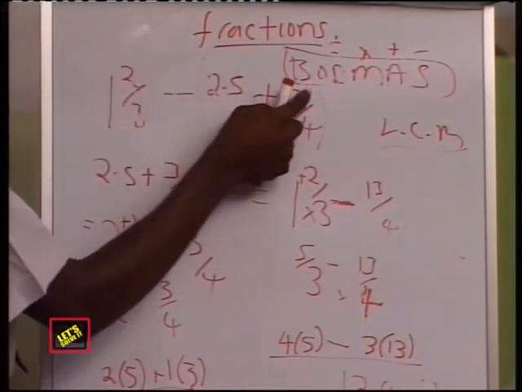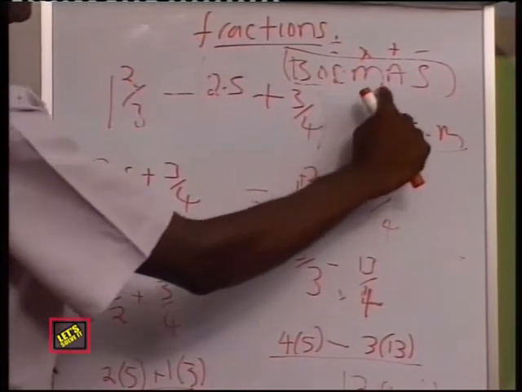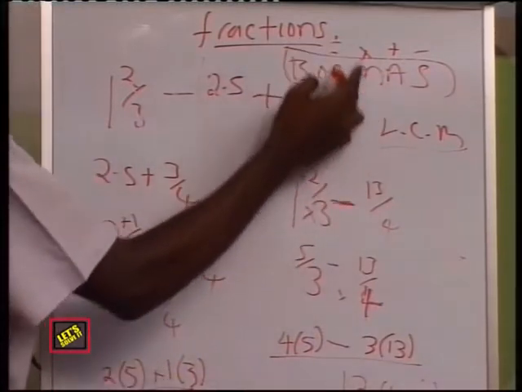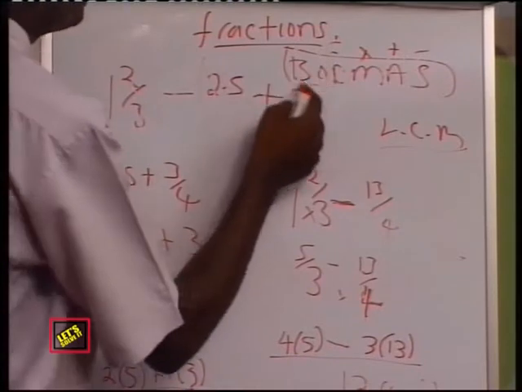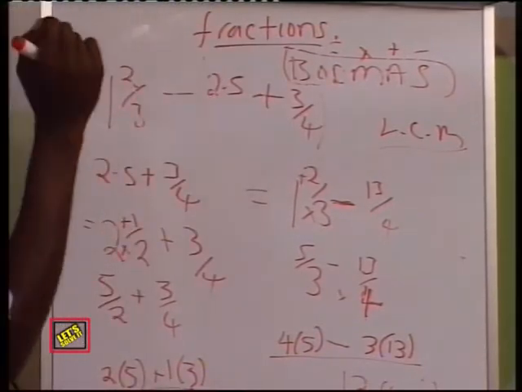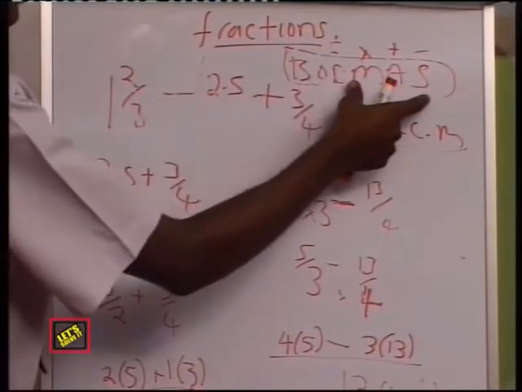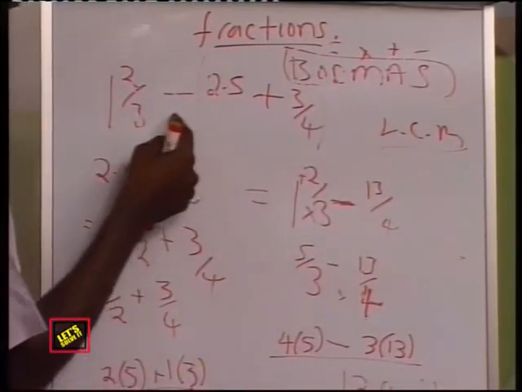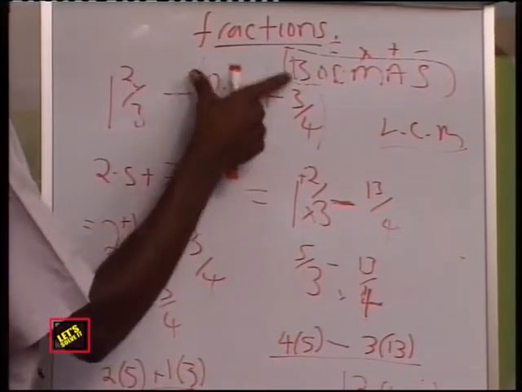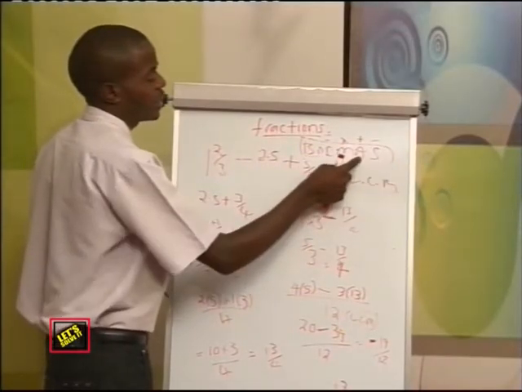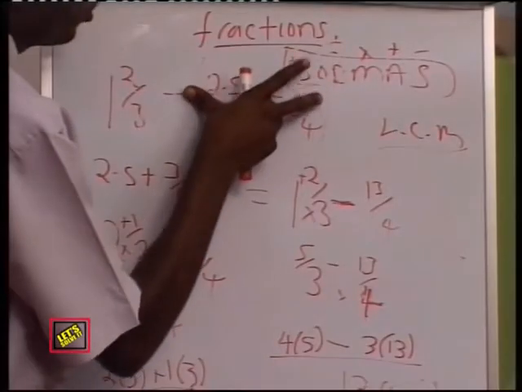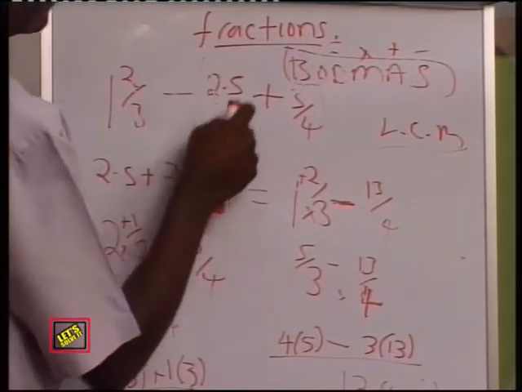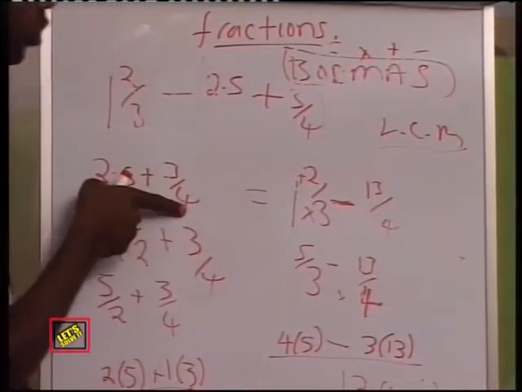According to BODMAS, the letters stand for brackets, order, division, multiplication, addition, subtraction. Before you use multiplication, make sure you have utilized division, and before you use division, make sure you have utilized the brackets. According to BODMAS, addition comes first before subtraction. Here we have minus and addition, so we're going to start with addition. According to BODMAS, addition comes first. So we're going to solve these two fractions. If you say 2.5 over 1, so 2.5 plus 3 over 4. Okay, this was our question.